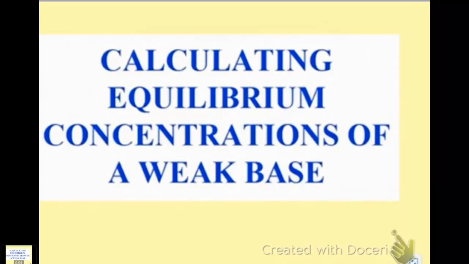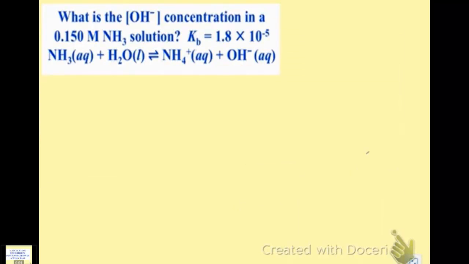In this podcast we're going to take a look at doing some practice with determining the equilibrium concentrations of weak bases and strong bases. In the first problem we're asked what is the hydroxide concentration in a 0.15 molar ammonia solution. That's a weak base, and the Kb is given to us and the balanced equation is given to us. So what we can start with is we need the ICE table because this is a weak base.